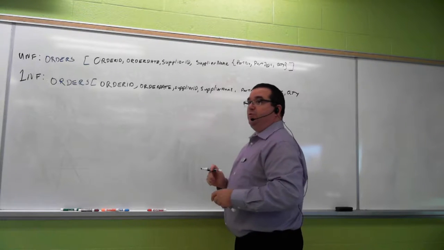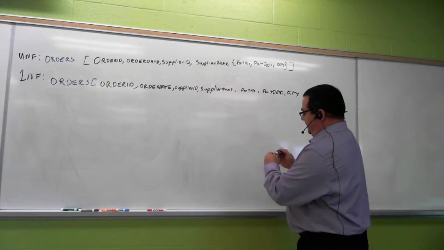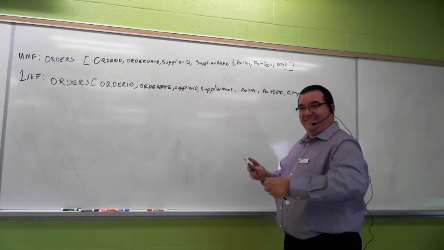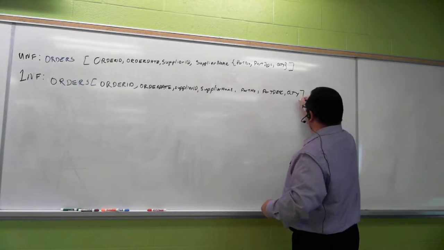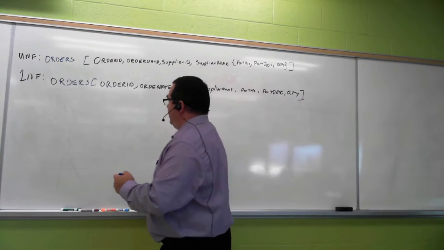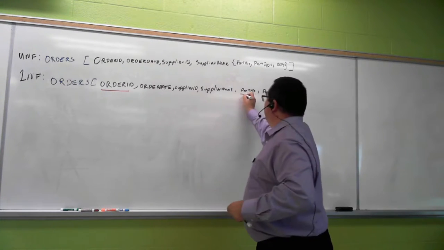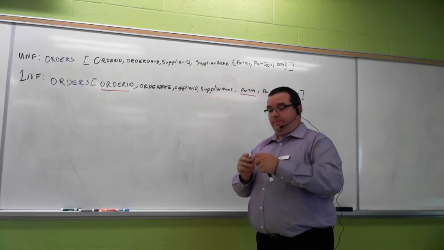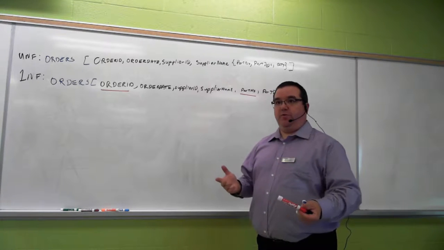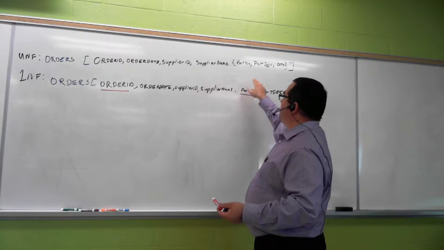But I need lots of room. Come closer. Space right here. Okay. What I did is I got rid of the repeating group and I put that as part of the primary key. So this is in our first normal form. There are no repeating groups.